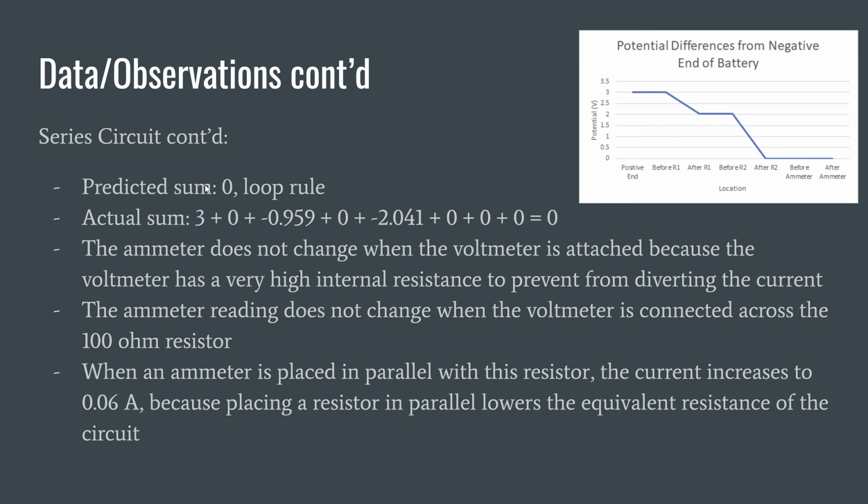So the ammeter does not change when the voltmeter is attached to the circuit, because, like I said, the voltmeter is designed to not affect the circuit because it has a high enough internal resistance. The ammeter reading did not change when the voltmeter was connected across the 100 ohm resistor, but when the ammeter was placed in parallel with this resistor, the current increased to 0.06 amps because placing a resistor in parallel will lower the equivalent resistance of the circuit, and also because not all of the current was flowing through that resistor.